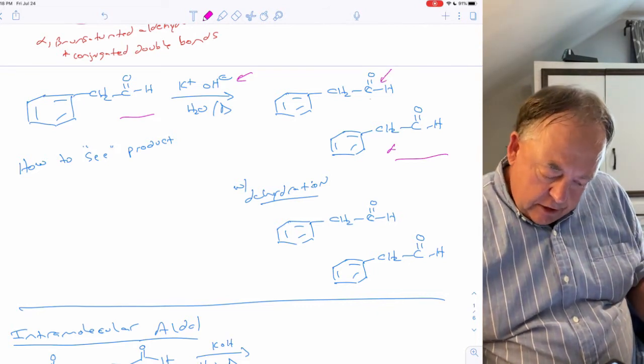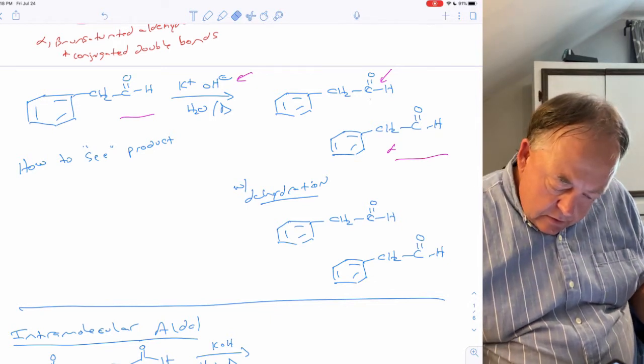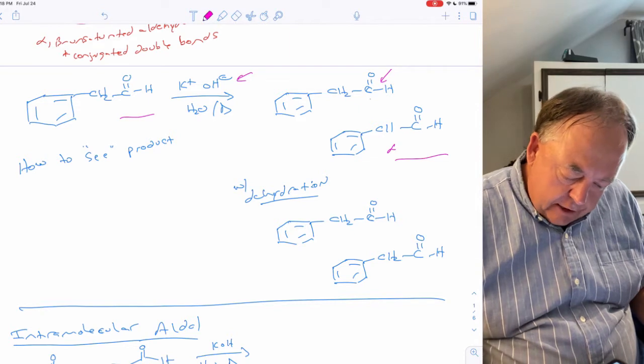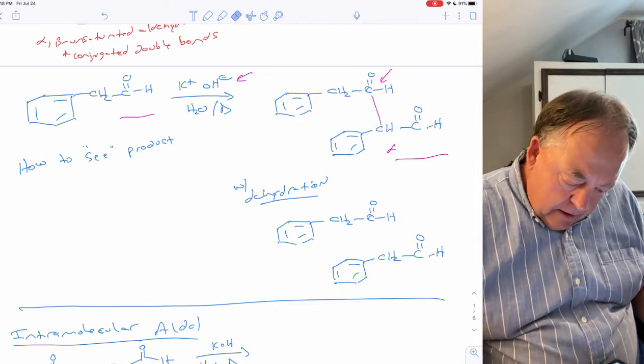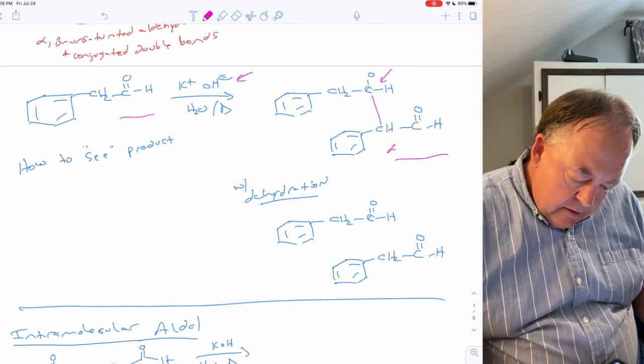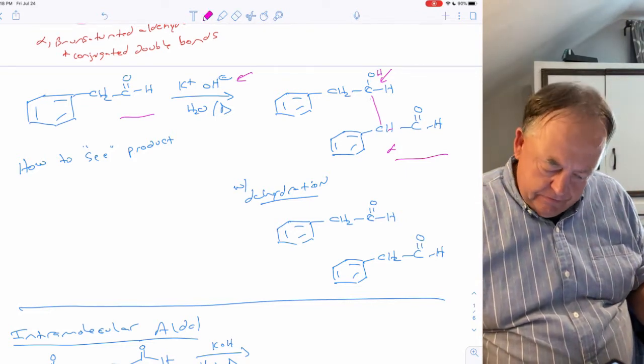So then you're basically going to make a bond. So we're going to lose a hydrogen because the base is going to take one of those hydrogens off. And you're going to make a bond here. And then this is going to become an OH, right? And that's your aldol product.